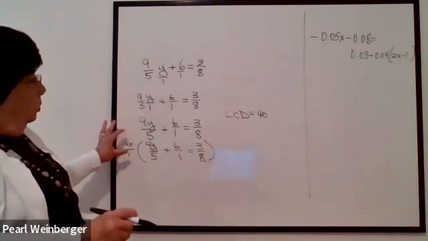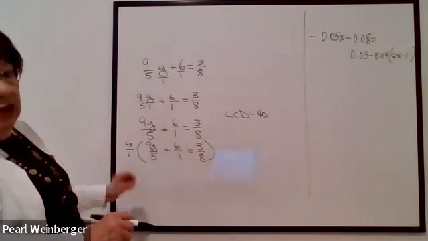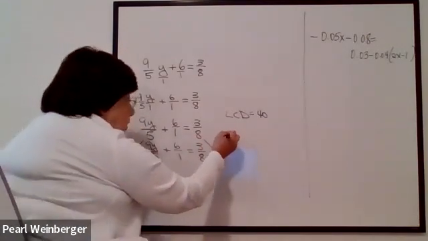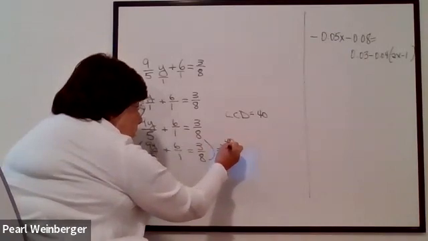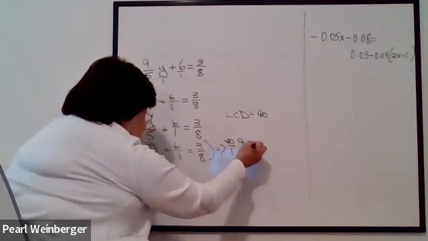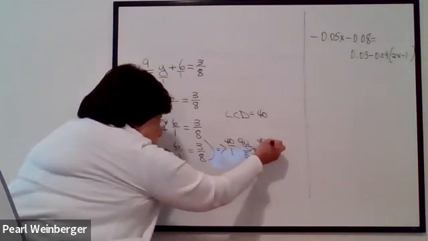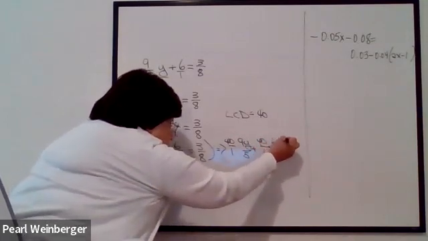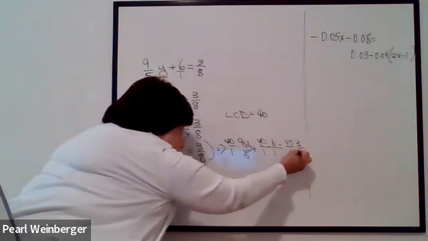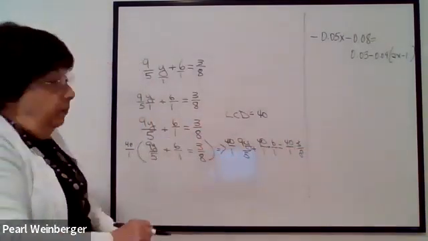Which means we're going to have to distribute this common denominator. So what we're going to get is 40 over 1 times 9y over 5 plus 40 over 1 times 6 over 1 equals 40 over 1 times 3 over 8. Now, why have I done this? Well, let's see what happens at our next step.